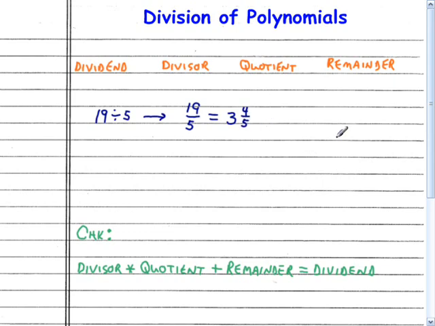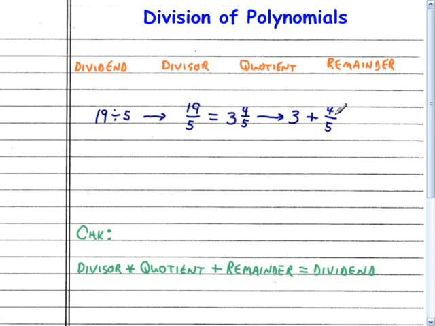And so we're used to writing this in the form 3 and 4/5. Now the problem is that when we're dealing with polynomials, we don't have this idea of mixed numbers. But 3 and 4/5, although we don't write it this way, we understand it's 3 whole units plus 4/5 of a unit. So it really is the same as 3 plus 4/5. And this is a form that we can imitate when we're dealing with polynomials.